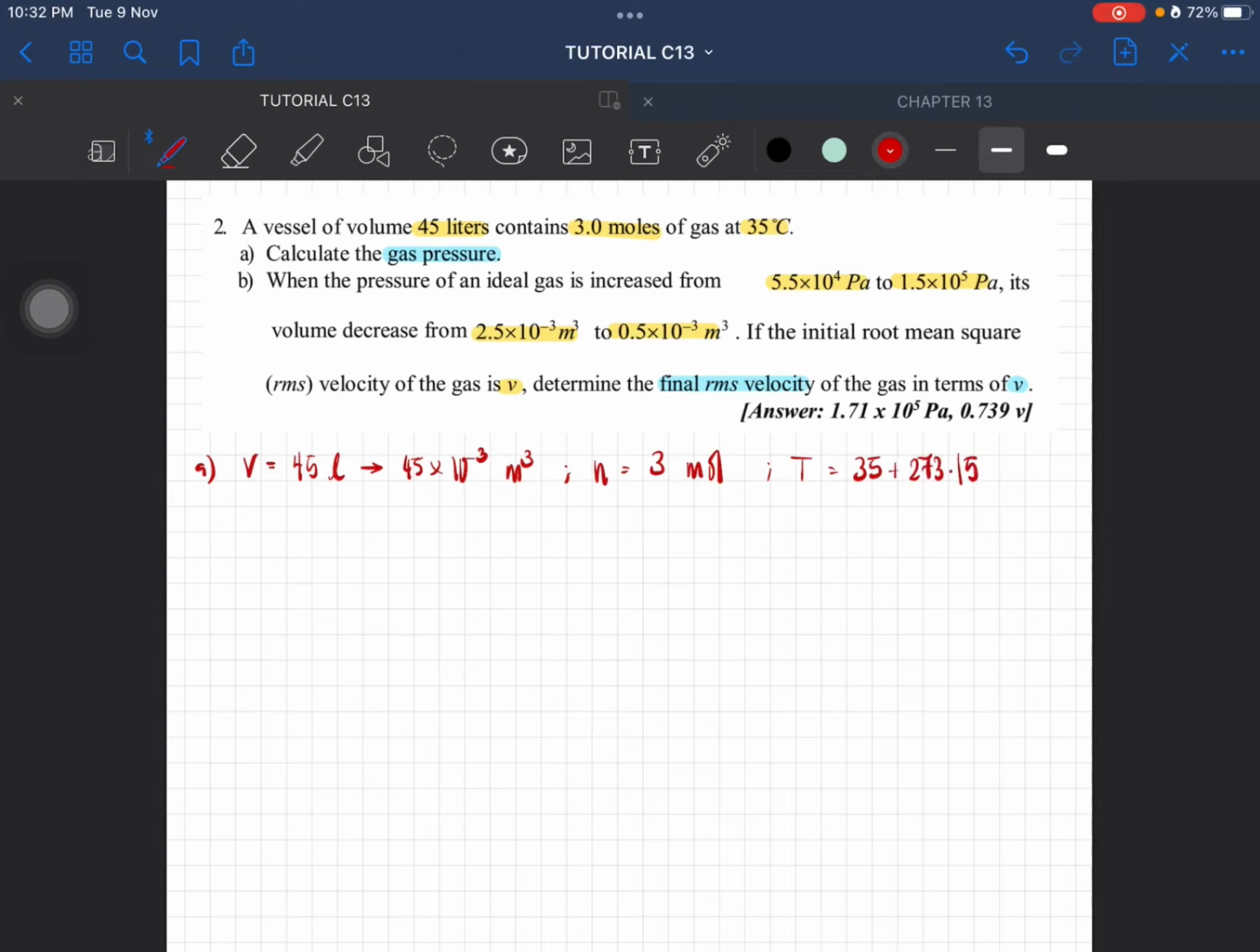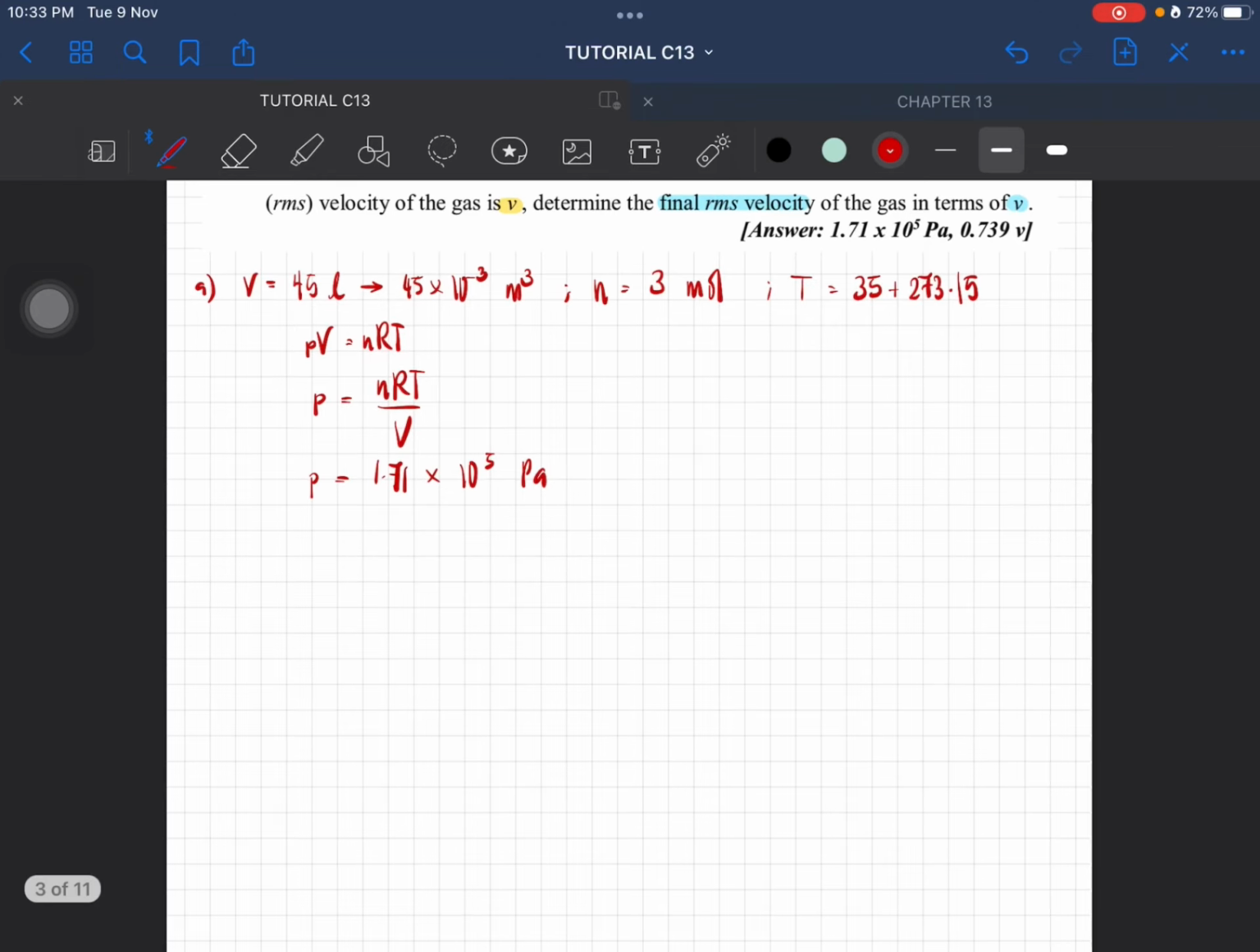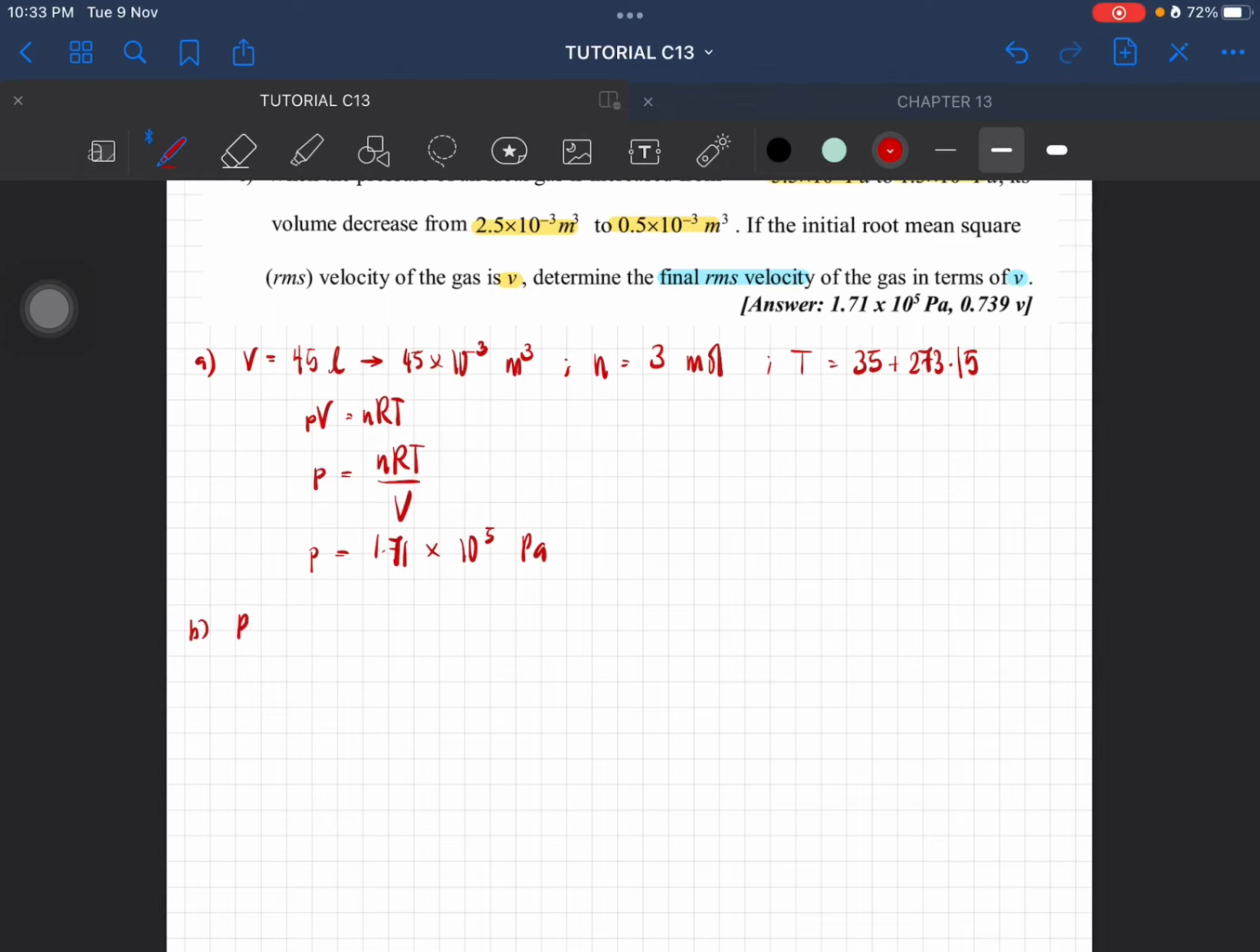Okay, so you can just directly use PV equal to nRT. So you are looking for P, so nRT over V. So you should get the pressure to be equal to 1.71 times 10 to the power of 5 Pascal. Okay.